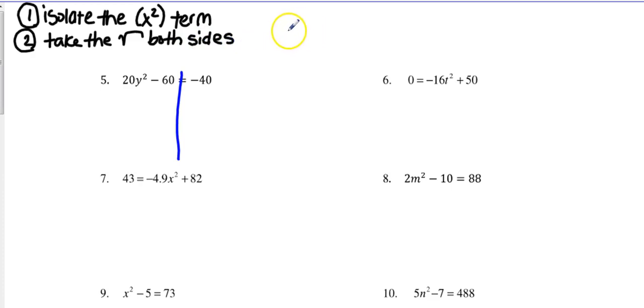So for number 5, we actually have a couple things to do. I'm going to first ask myself, well, where is the squared term? And I look and it's right there. So I really don't care what's on the right side. I'm paying attention to this left side. My first question is there something I could add or subtract? Well, I see this negative 60, and so I can add 60 to both sides. So we're going to be using a lot of our prior knowledge solving skills here. That leaves me 20y squared equals 20.